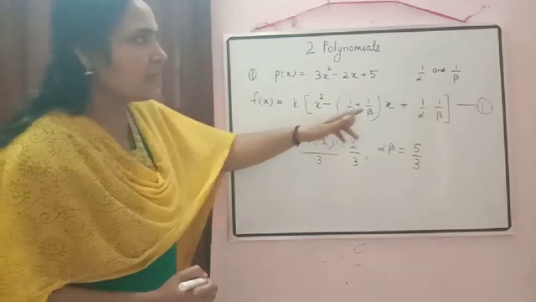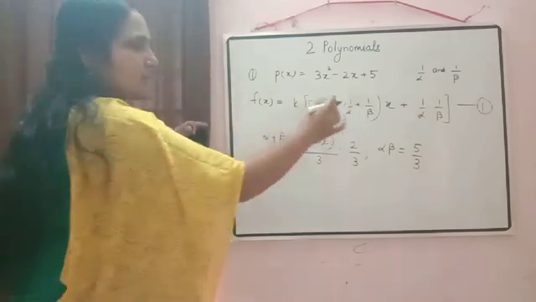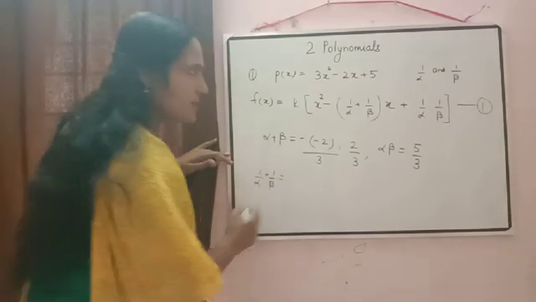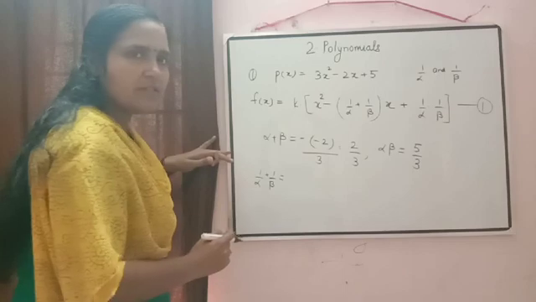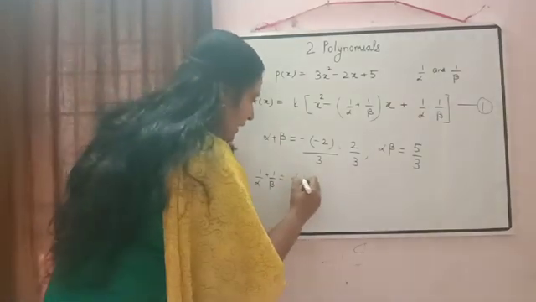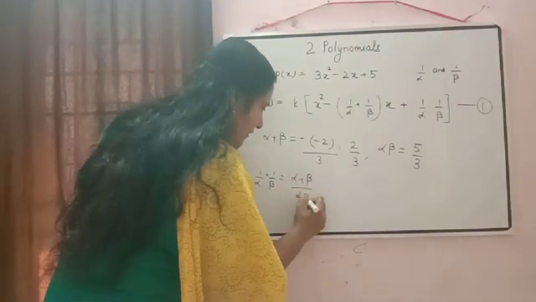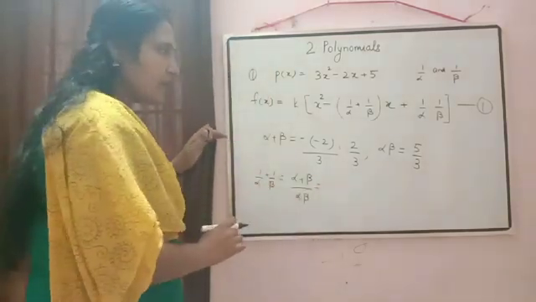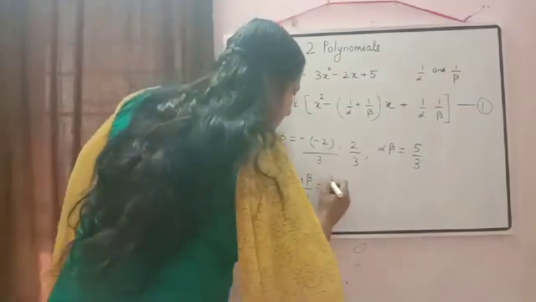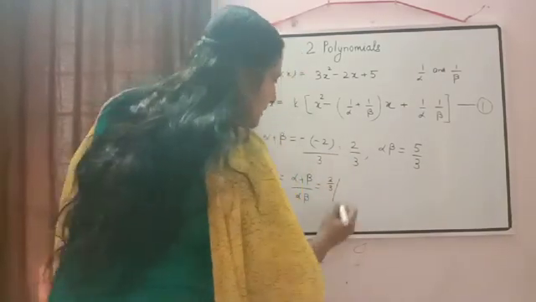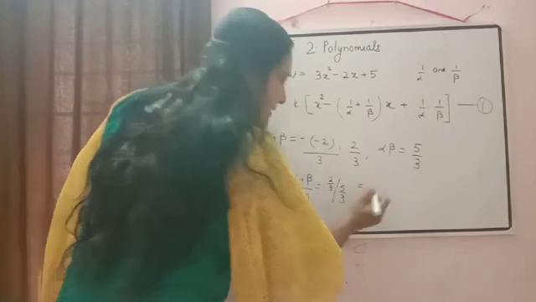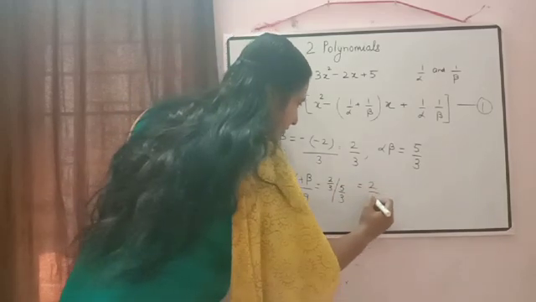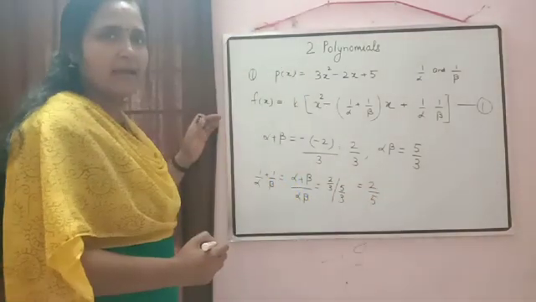Now we can check how we can calculate these two values. First we can calculate the sum, that is 1 by alpha plus 1 by beta. We can do the cross multiplication. Then we get alpha plus beta by alpha beta. Now we know the values of these two, so we can substitute. Then we get 2 by 3 divided by 5 by 3. When you change the division into multiplication, 3 and 3 get cancelled. We get the sum is equal to 2 by 5.